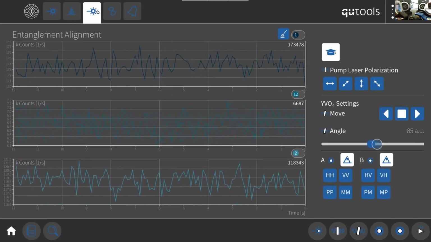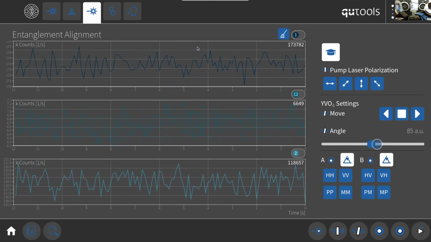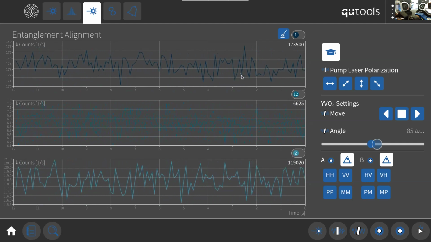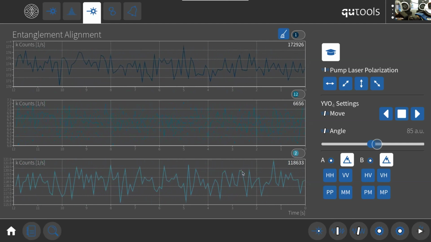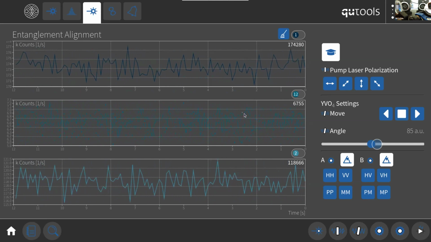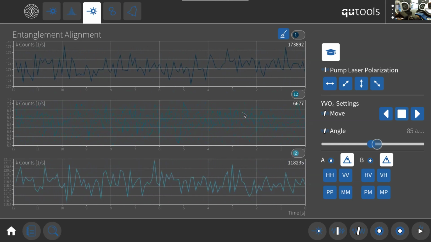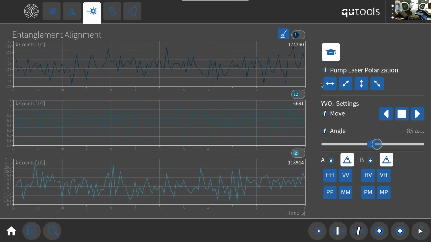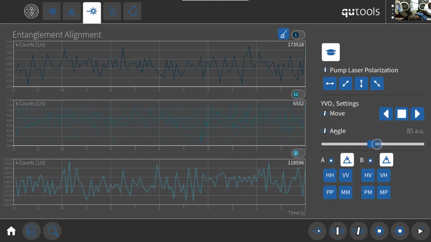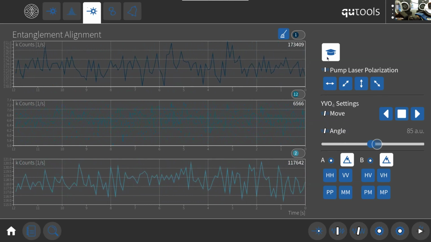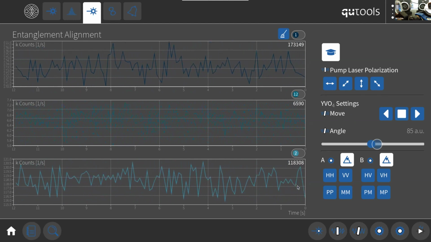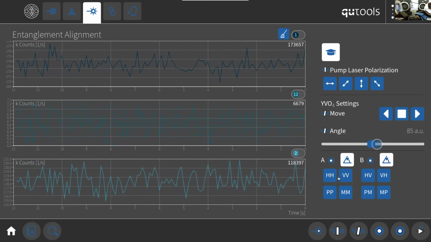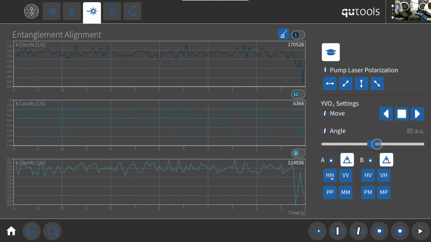And then in the next one, you see again the count rate over time graphs, but this time there are 3 of them. On the top and on the bottom, you still have the single count rates. And in the middle, you have the coincidences now. So these are events that happen during this short time interval that I showed you before. Again, we can change the pump laser polarization. Now we can also change the EVO settings, because the goal of this experiment is to get the best possible entanglement. And basically what you want to do is check for correlations.